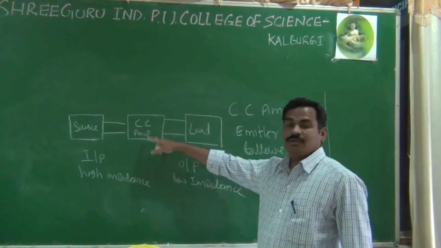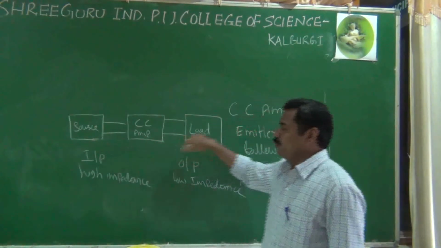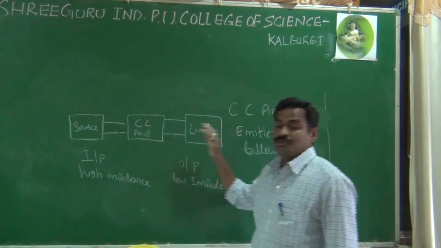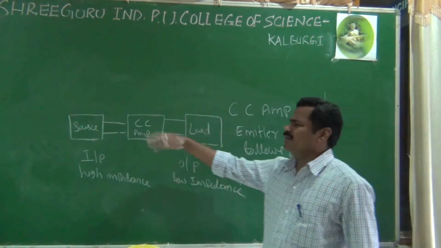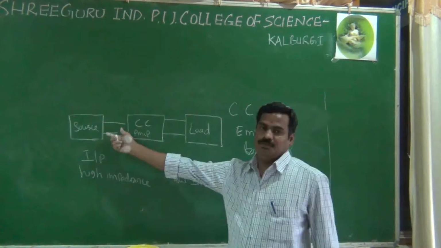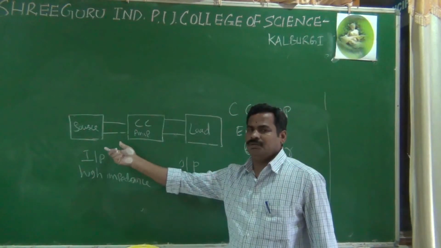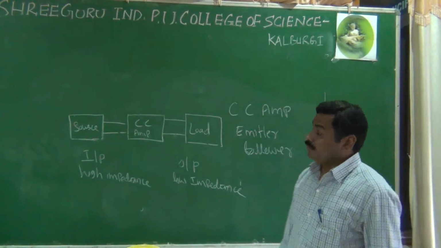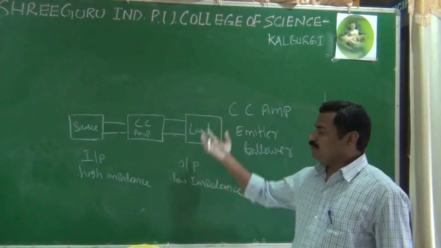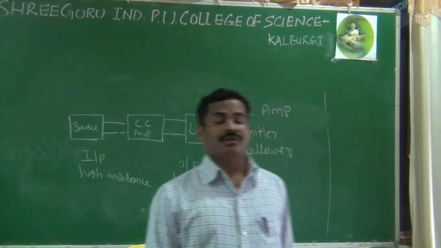We can connect the common collector, or emitter follower, in between the source and the load. What will you get? We can transfer the maximum power from the source to the load, and you can reduce the unwanted signal in the input. This is also an important property of your common collector amplifier.